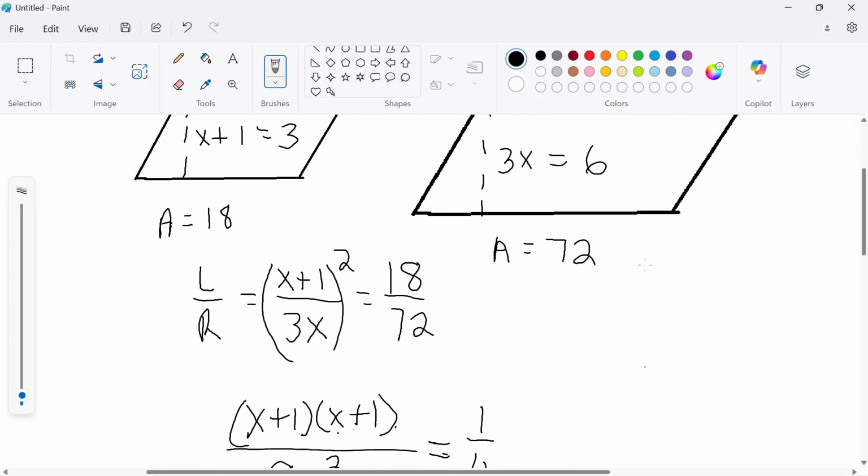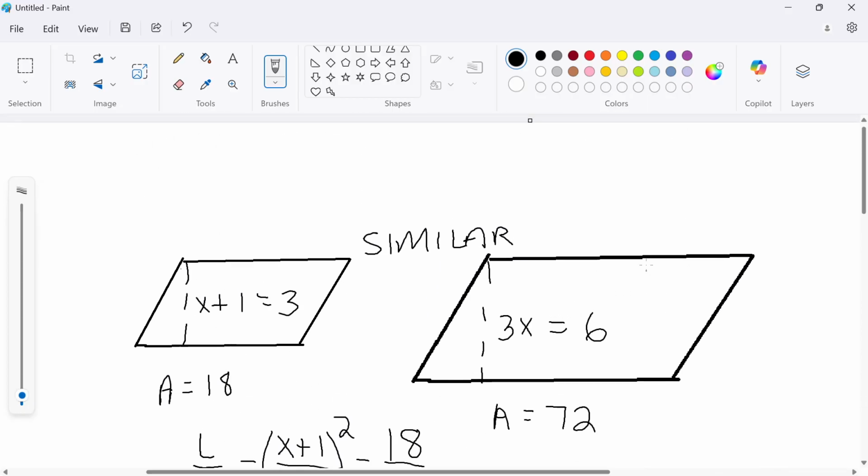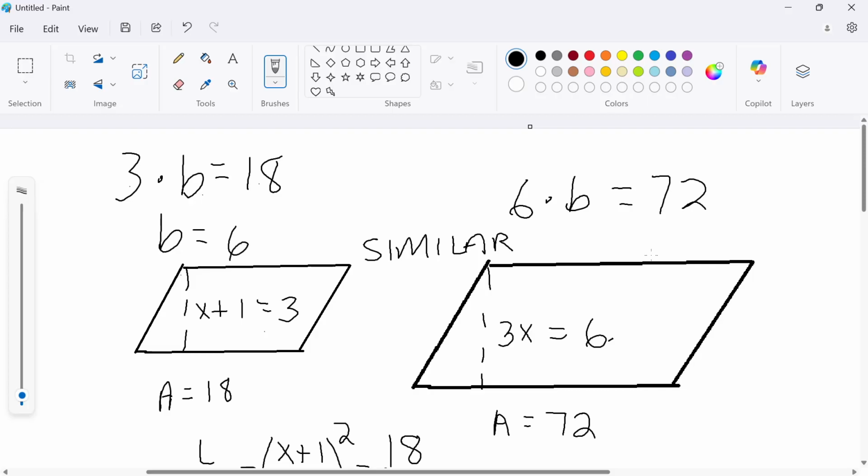If it's asking for the length of the bases, well, that's easy. The height for this one is 3, times the base equals 18. And for this one, it's the height times the base equals 72. And the base of this, since this height is 3 and this is 6, it should be double. They should come out double. So this would be another way to check it. 18 divided by 3 is 6. Base equals 6. 72 divided by 6 is 12. Base equals 12. Oh, look, they did come out double, so that worked.